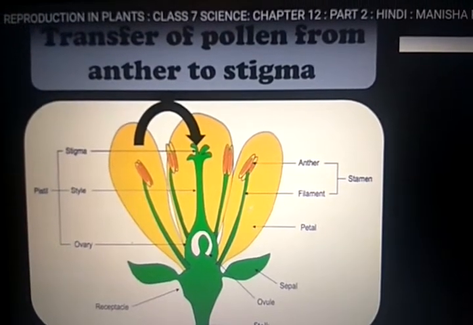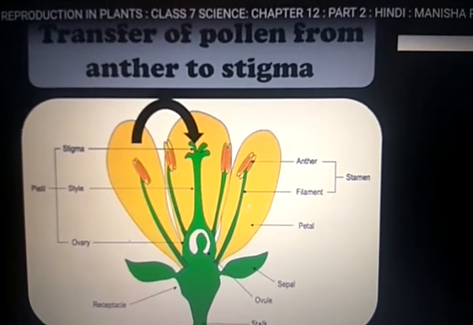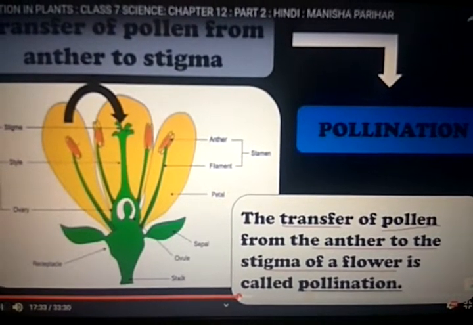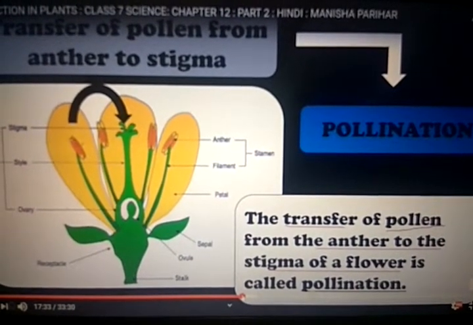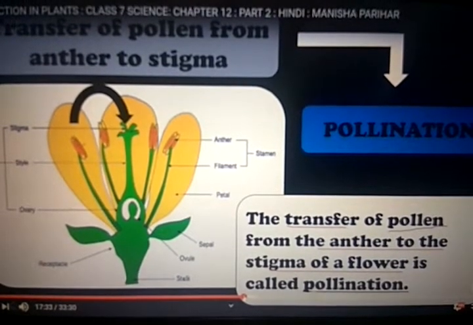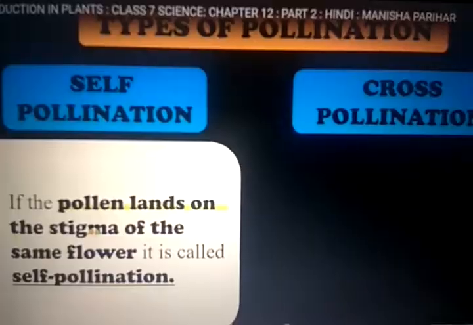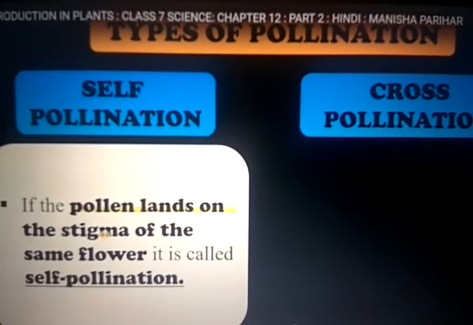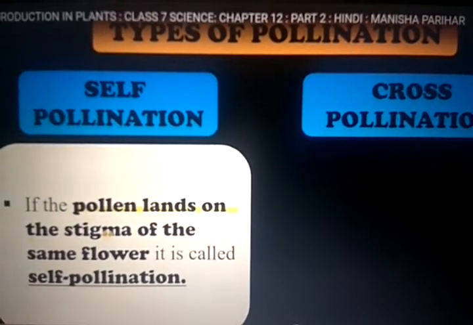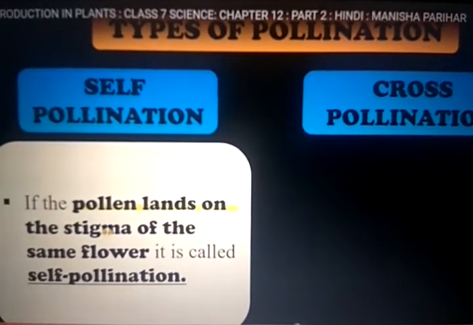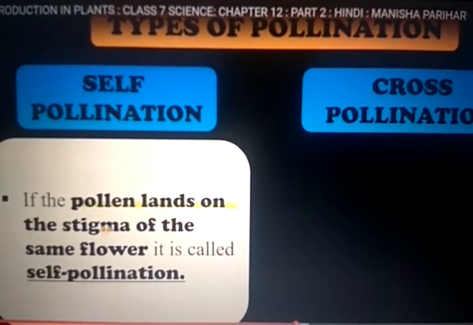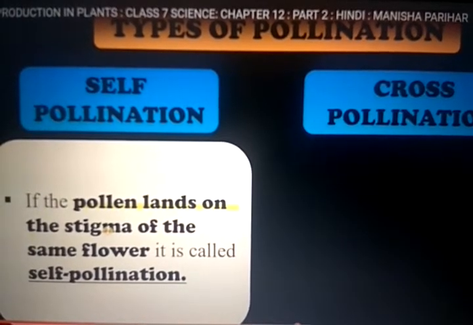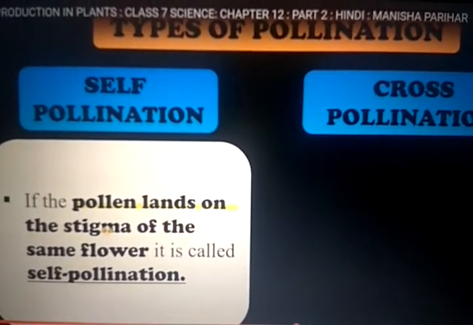So transfer of pollen grains from anther to stigma is known as pollination. The transfer of pollen grain from anther to stigma of the flower is called pollination. Now there are two types of pollination: self pollination and cross pollination. If the pollen grain lands on the stigma of the same flower, it is called self-pollination. It happens in the same flower.